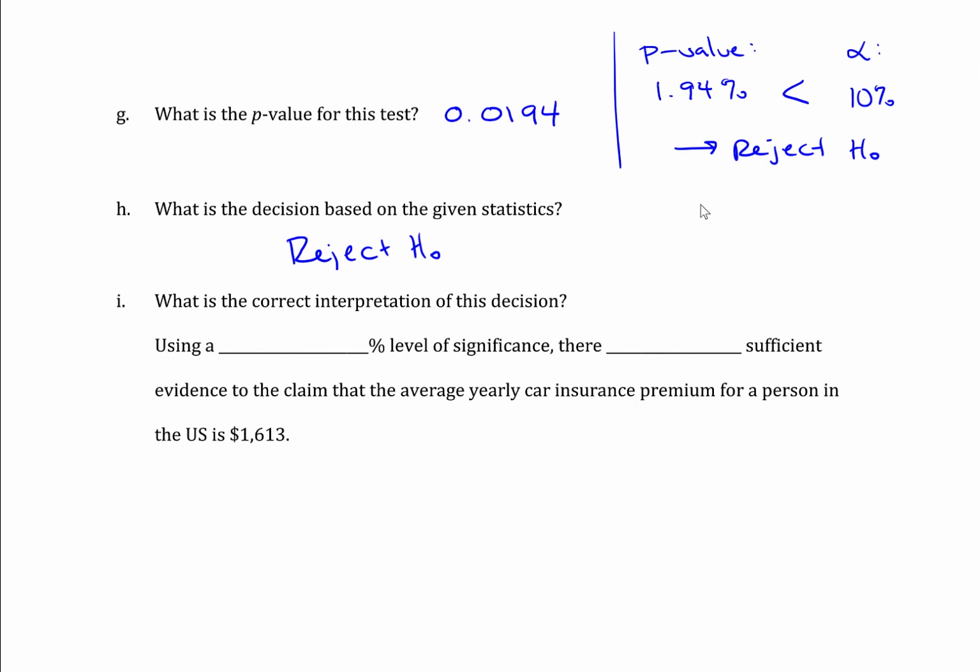And what is the correct interpretation of this decision? So using a 10% level of significance, there is sufficient evidence. And the reason I chose "is" here is because reject the null hypothesis is a strong result, so we put stronger language here. So "is" versus "is not." If we had failed to reject the null hypothesis, we would have put "is not" sufficient evidence to, whoops, there's no blank here. We need a blank. This is either going to be support or reject the claim.